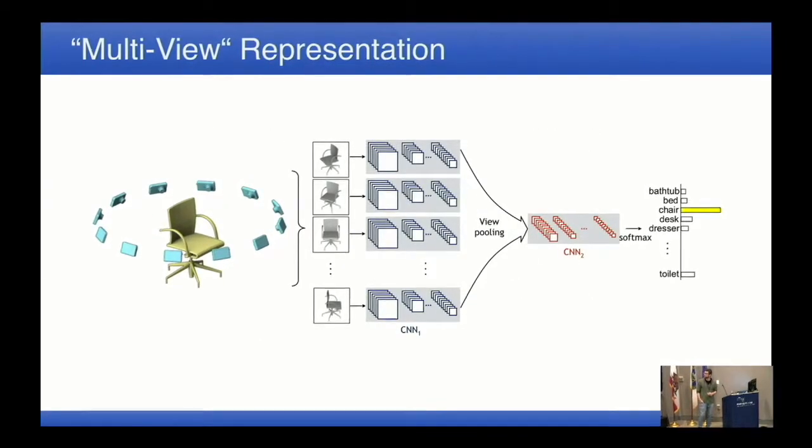So here, let's say the problem is you take a bunch of images and you want to classify this thing, for example. You process each image independently using your CNN, and then you don't care about the fact that it was 3D. The first works that did this type of thing said, let's take the collection of images, and the only thing we need to care about is how to pool them together. Once I pool them together, I have one feature vector and I can process that and try to classify.